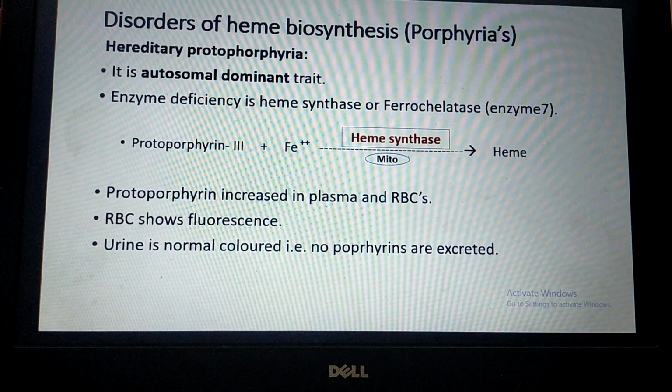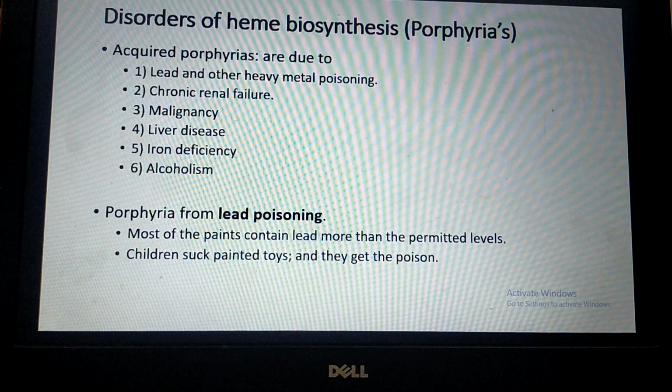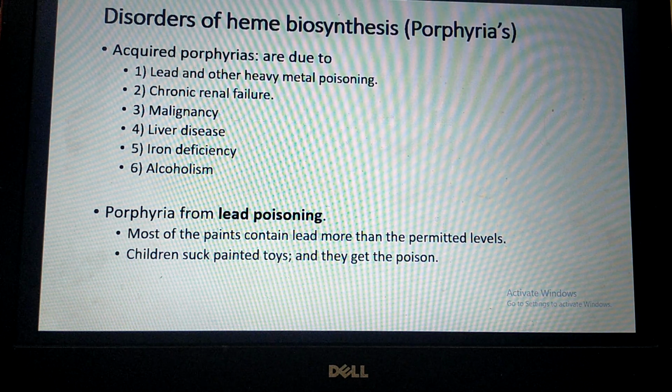So this is about the congenital porphyrias and acquired porphyrias. I have already explained you. Acquired porphyria means the porphyrias seen after birth. It may be due to lead poisoning or heavy metal poisoning, which inhibits various enzymes of the heme biosynthesis pathway. Chronic renal failure, malignancy, liver diseases, which hamper the heme synthesis pathway. Iron deficiency, again iron is required for the last step. So when iron is deficient, heme synthesis does not occur properly. It is also called acquired porphyria.